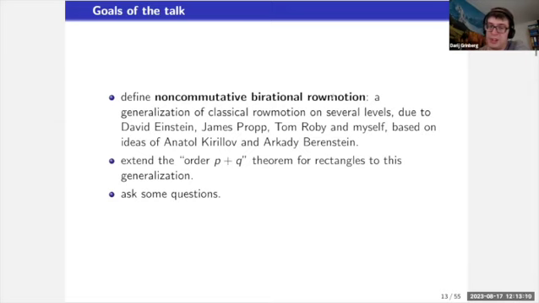So this came out originally in work by Einstein and Propp, and then it was studied by Tom Roby and myself. A few other people have joined. The ideas go back to Kirillov and Berenstein, and maybe to some extent even to Schützenberger. And the main topic for today is to extend this P plus Q order theorem to this general level. And I will ask some questions which are still open.